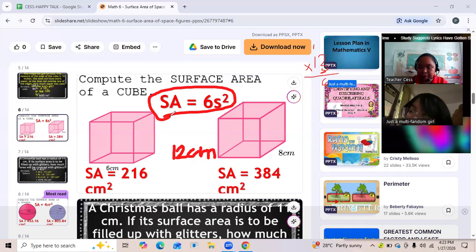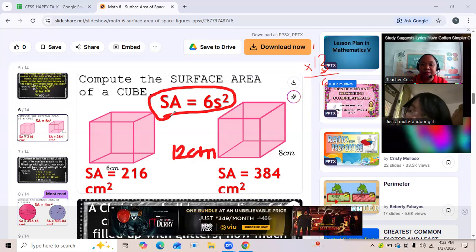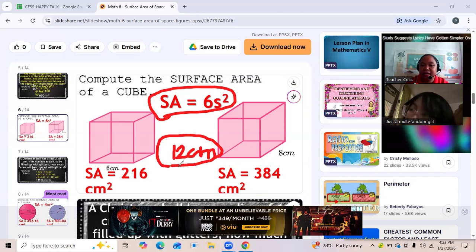12 times 8? Where did you get 8? No, no, no, no. This one. This is the given, 12. And you will use this formula, 6s squared. So it means your s is equal to 12.